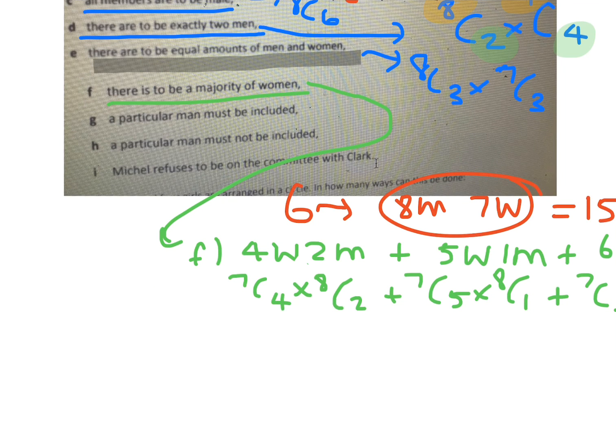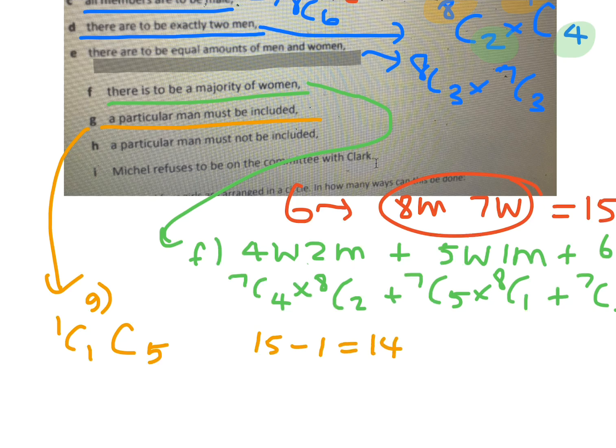So looking at the next one, a particular man must be included. So let's choose that man, and then I've got 5 and I can take it from the remaining people. There are 15 people. I've only done 1. I don't care if these are male or female. So I'm choosing 5 from the remaining 14.